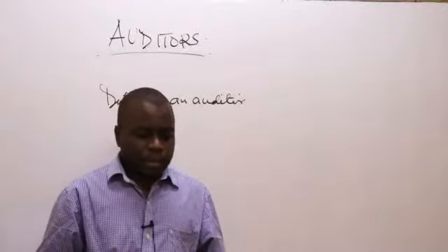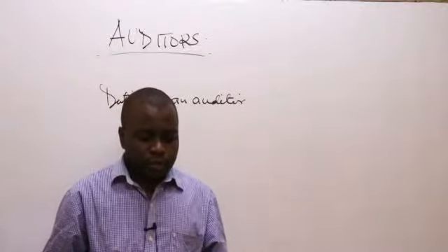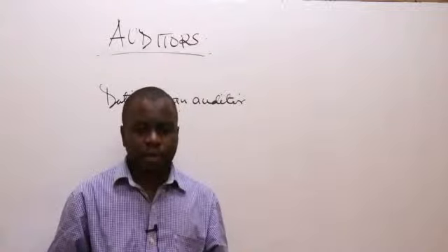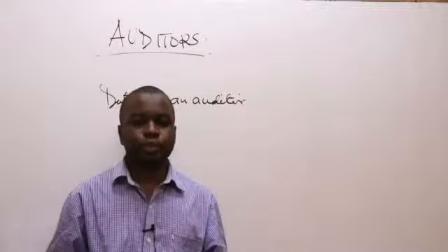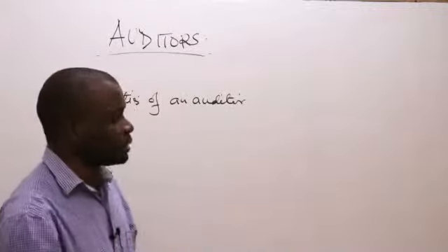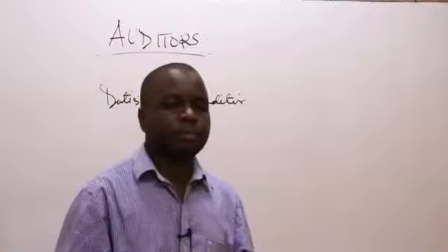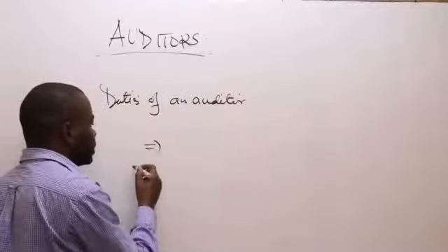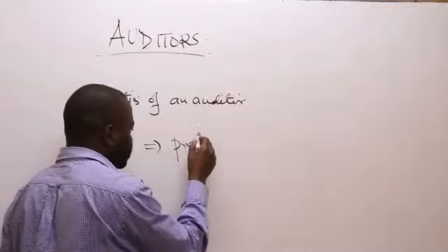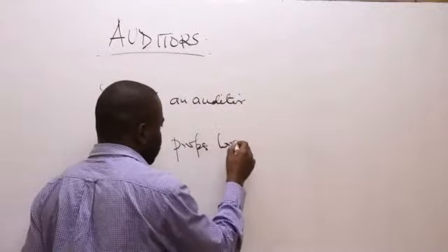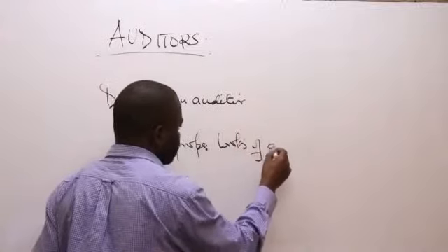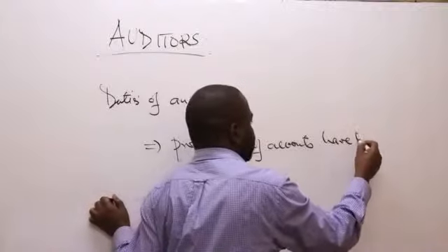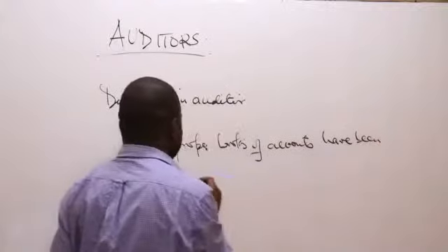So basically what the auditor will be able to do when you talk about, for example, laying before the members of the company the accounts, when he's carrying out his work, then of course he'll ensure that adequate or proper books of accounts have been kept by the company. So the key thing here is that he must ensure that proper books of accounts have been kept by the company.